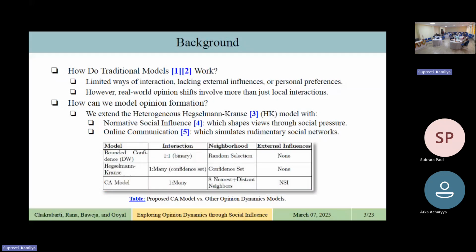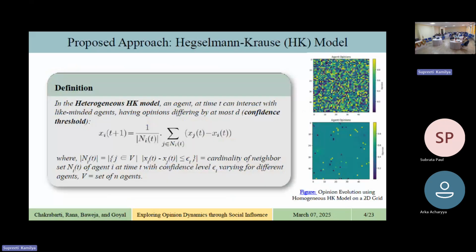Before moving forward, let us consider some previous models of opinion dynamics, not necessarily related to cellular automaton, that were proposed. Most of those were proposed before the internet age. Particularly the bounded confidence model, proposed by Deffuant et al., and the Sznajd model, consider only a few aspects of opinion dynamics, but they do it perfectly. However, as a group, we wanted to take a more ensemble approach. We used the Hegselmann-Krause model, and we extend it with normative social influence and online communication, which I'll discuss now. So what is the Hegselmann-Krause model?